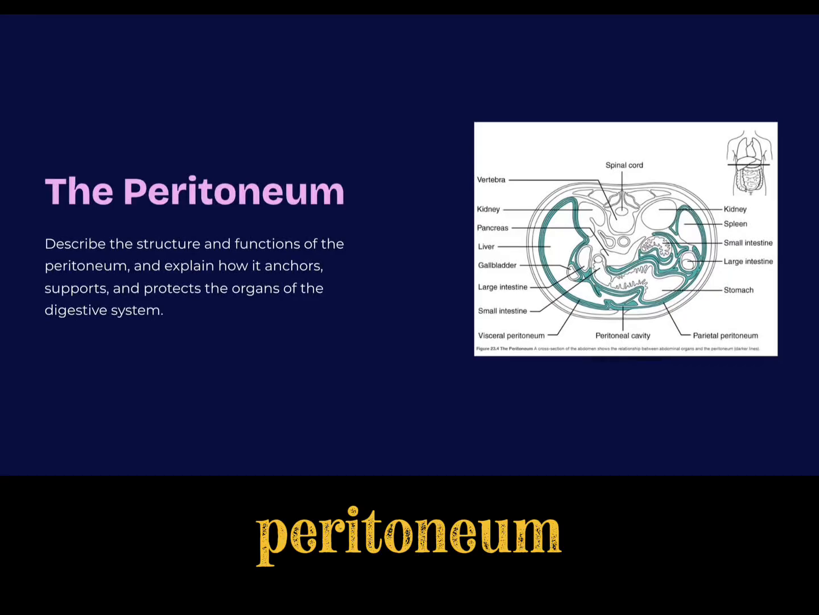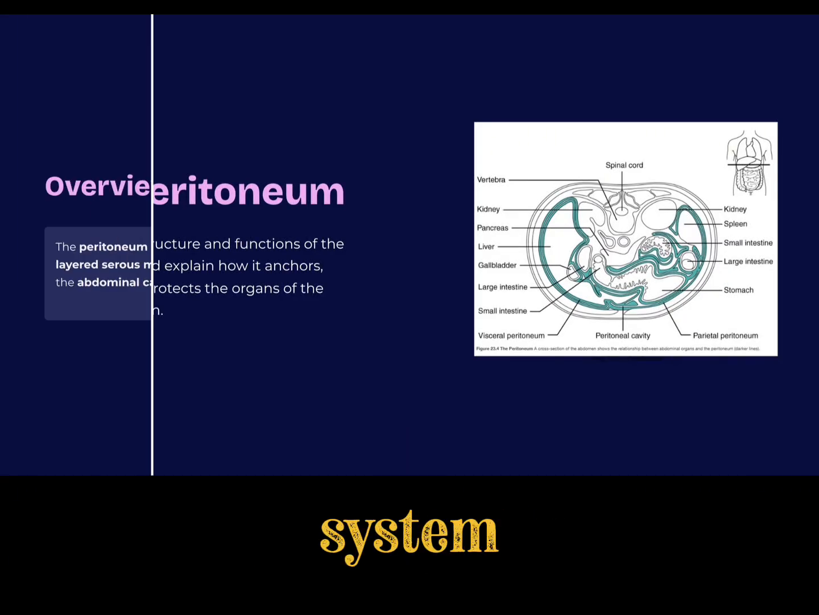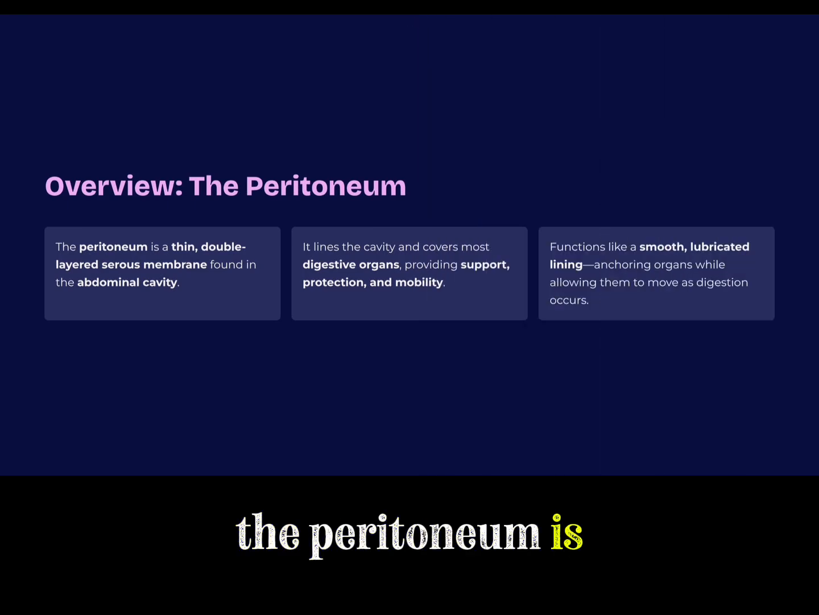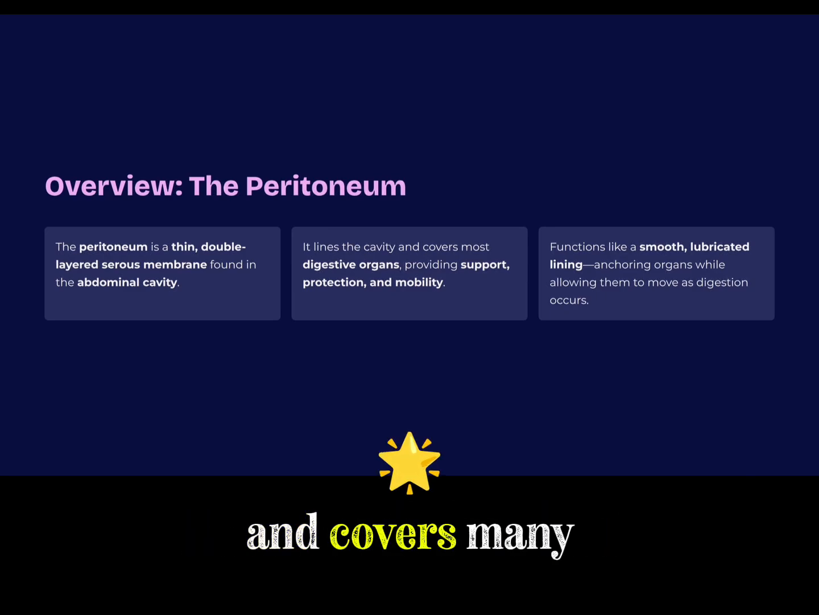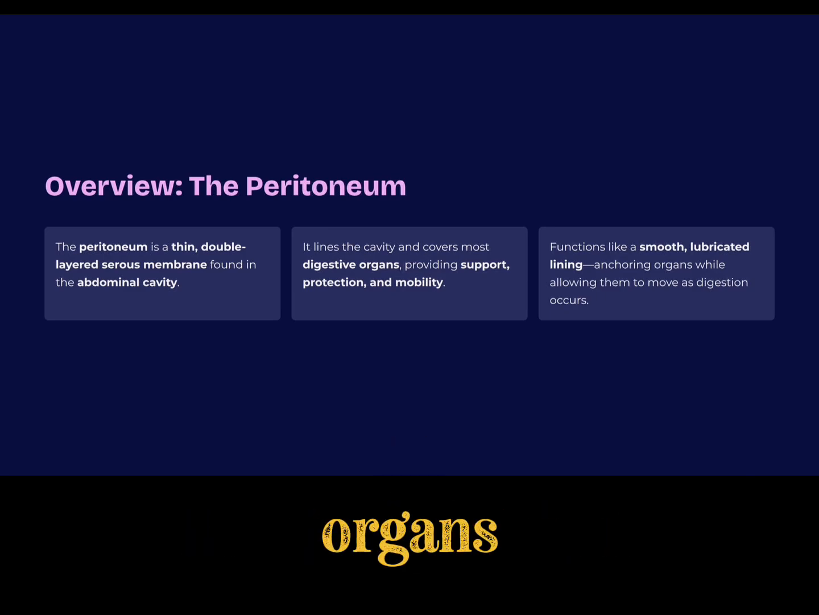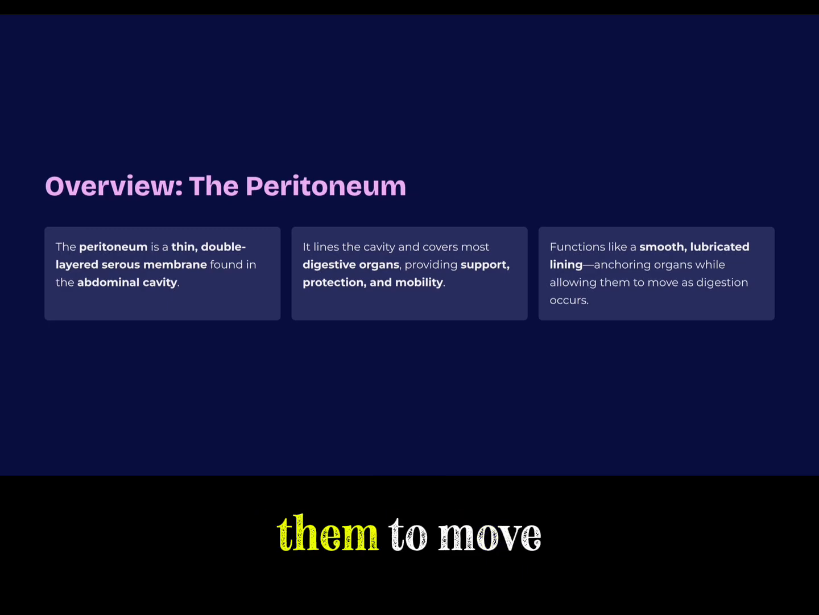What is the peritoneum, and how does it anchor and support the organs of the digestive system? The peritoneum is a thin, double-layered serous membrane that lines the abdominal cavity and covers many of the digestive organs. It supports and anchors the organs while still allowing them to move as food passes through the GI tract.